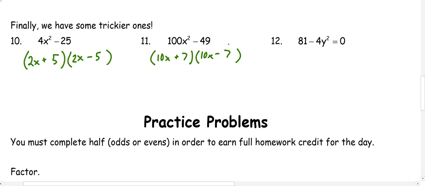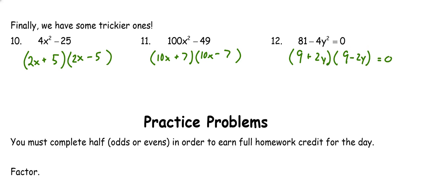In number 12, it doesn't matter that the variable is not first because they're both perfect squares. So the square root of 81 is 9, so we're going to have 9 and 9 equals 0, and we're going to have our plus and minus sign. The square root of 4y squared, well, the square root of 4 is 2, and the square root of y squared is y and y. So we have 2y and 2y.